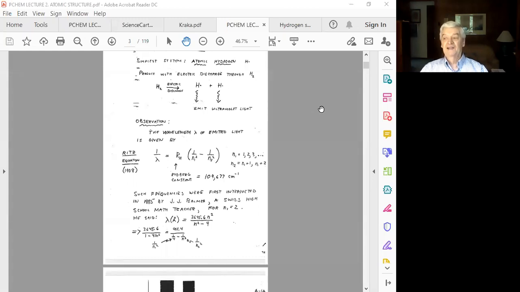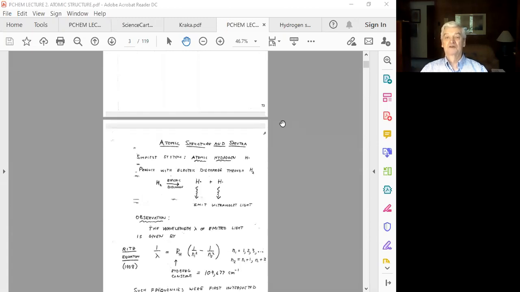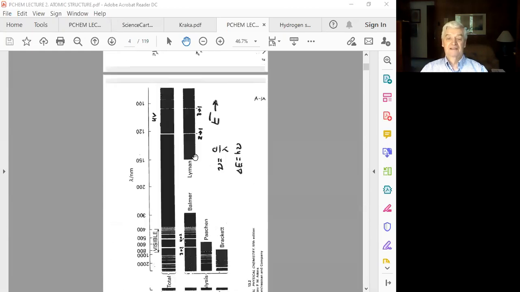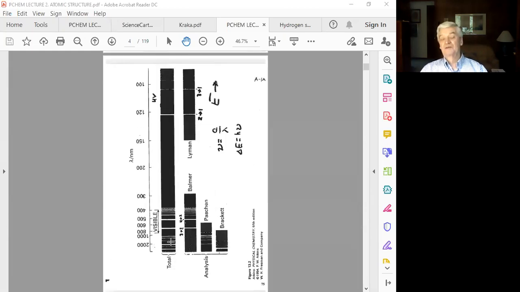So any individual atom is going to be in one specific quantum state. When I show you a spectrum like this, it is a spectrum from jillions and jillions of atoms. One atom will only give you one photon at one specific frequency.